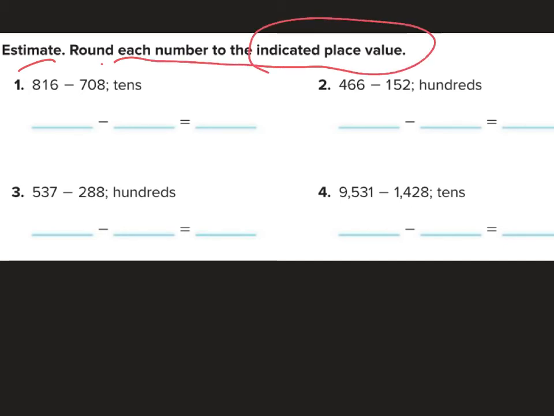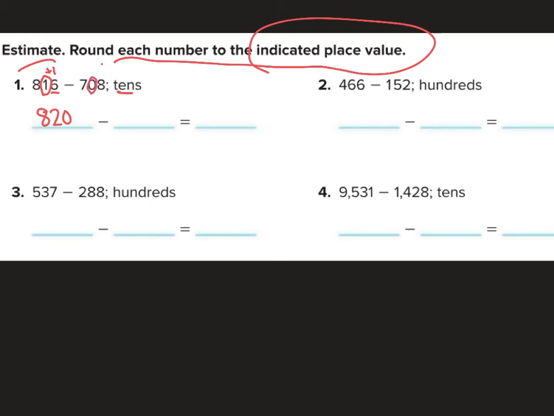All right, reading our directions, they say to estimate, round each number to the indicated place value, which just means, hey, read the problem. It'll tell you which value to round to. This one's telling us tens. Okay, so circle the digit in the tens place, underline the ones. The 6 tells me to add 1 to my 1, so this one's going to become 820.